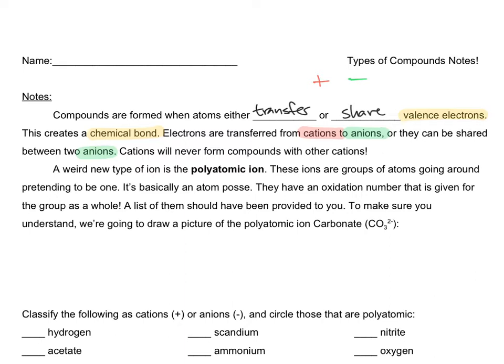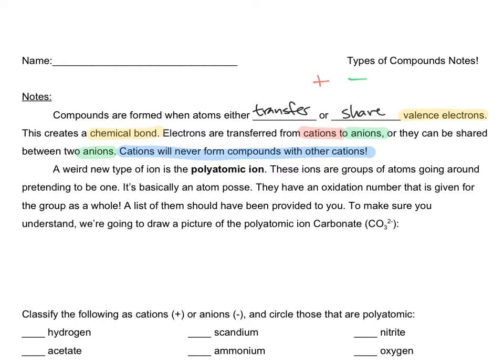Note that cations will never form compounds with other cations. You can't have 2 positive things going together. They're both trying to get rid of electrons, and those electrons will have nowhere to go, so it just doesn't work. So the only 2 possibilities are transferring with a cation and an anion, or sharing with 2 anions.